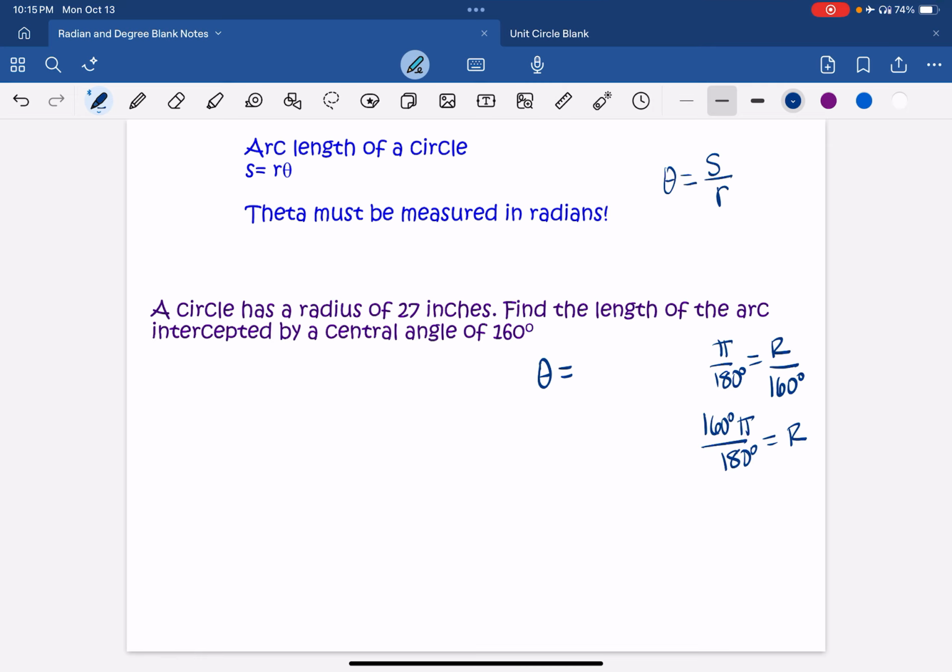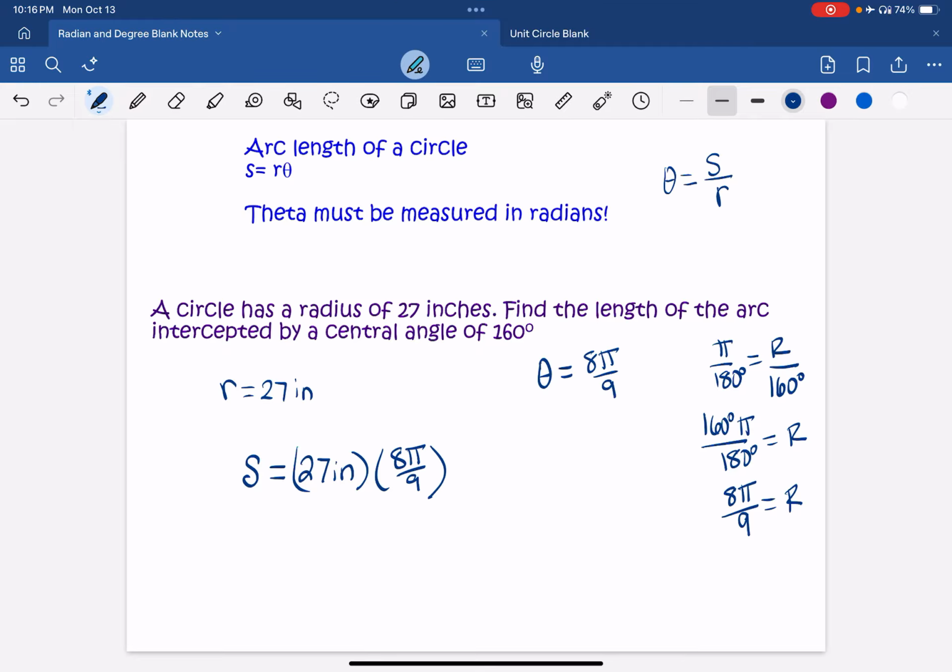Now all I have to do is just reduce that fraction. So let's see, 160, what's that? We could divide that by 20. So that'd be 8 pi, and 180 divided by 20 is going to give us 9. So we get 8 pi over 9, and that is our radians. So theta is going to give us 8 pi over 9. And our radius is 27 inches. And now all we have to do is plug in. So we're going to say arc length equals our radius, which is 27 inches, times our angle, which is 8 pi over 9.